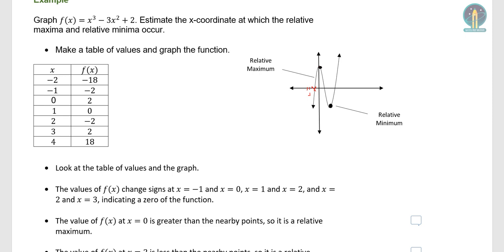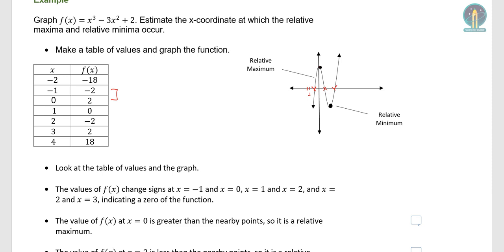So here's 1, 0. And then at 1, here's another 0, right? At 1 for x, y is 0. And then 2 and negative 2, and then 3 and 2, and then 4 and 18. And that's another 0.